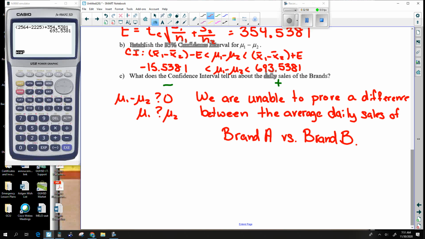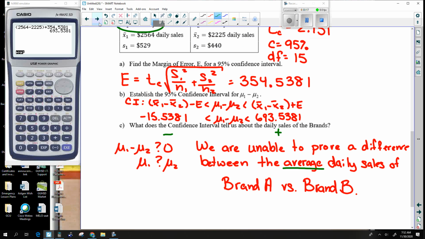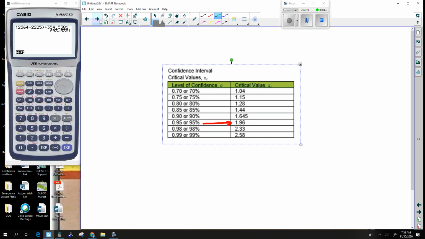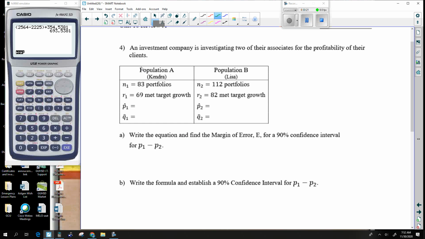And so again, make sure, because these are sigmas, you do have the word average in there, and we are unable to prove a difference between. Okay, then we roll on to the probability problems.